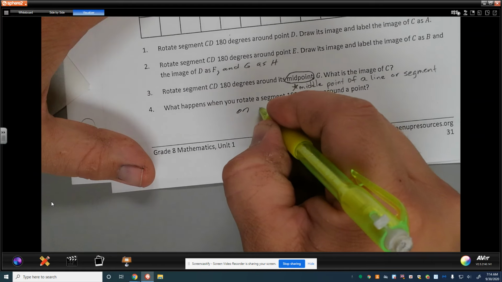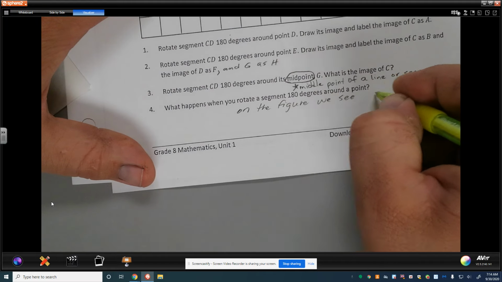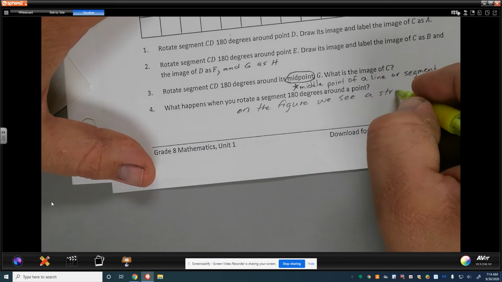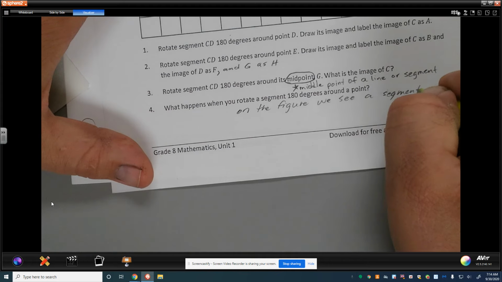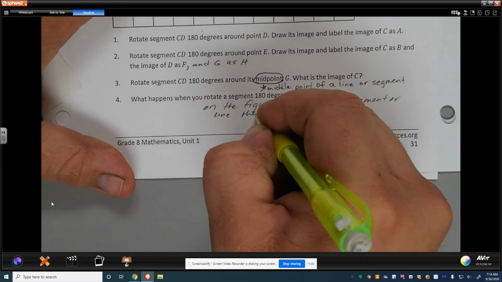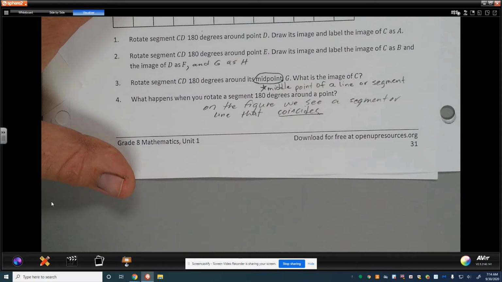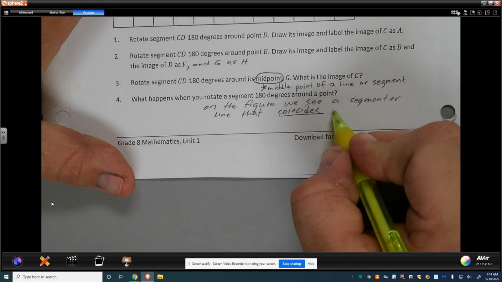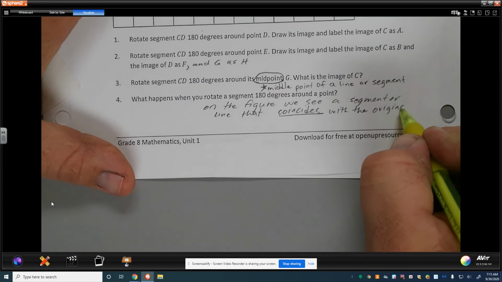So we're going to say this: on the figure, we see a segment or line that coincides. There's a new word for us. Coincides means fitting directly to or snapping to the old line. So coincides with the original shape.